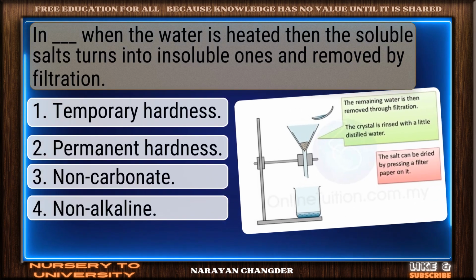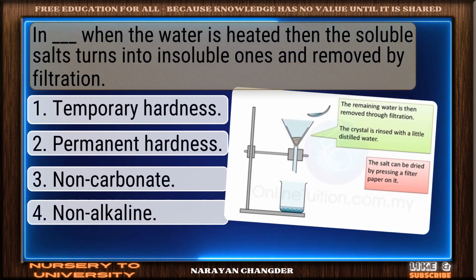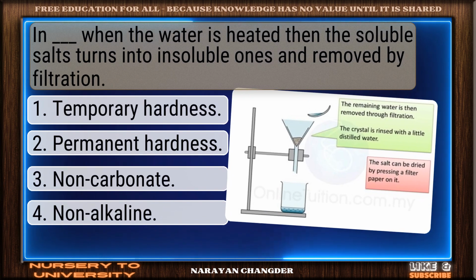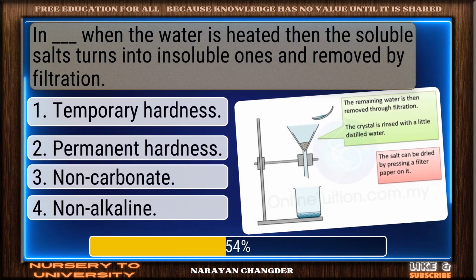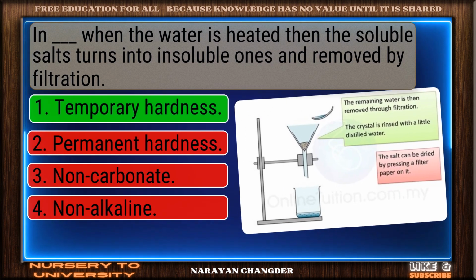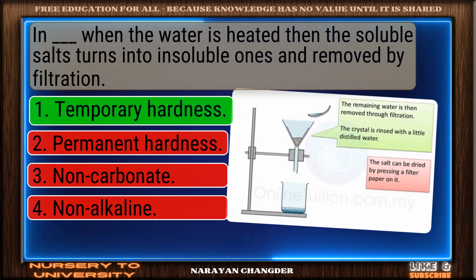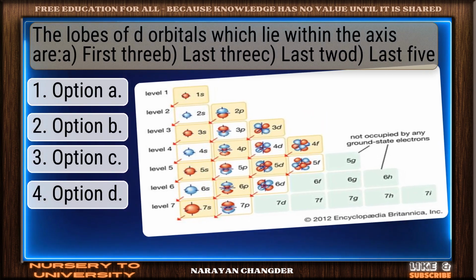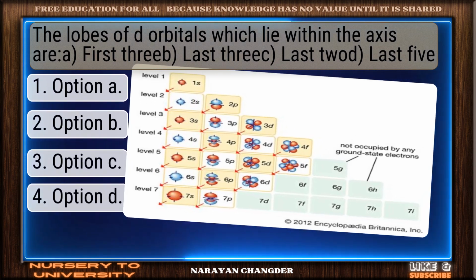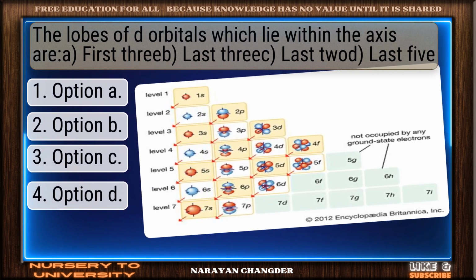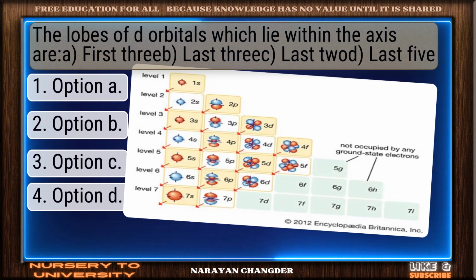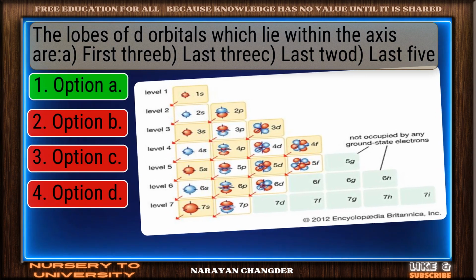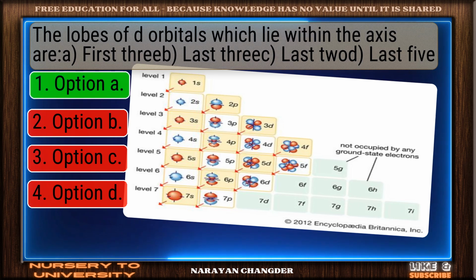In dash, when the water is heated, then the soluble salts turn into insoluble ones and are removed by filtration. Great job. Temporary hardness is the accurate answer. The lobes of d orbitals, which lie within the axis, are: A. First 3, B. Last 3, C. Last 2, D. Last 5. Correct response. Option A is the most accurate answer.